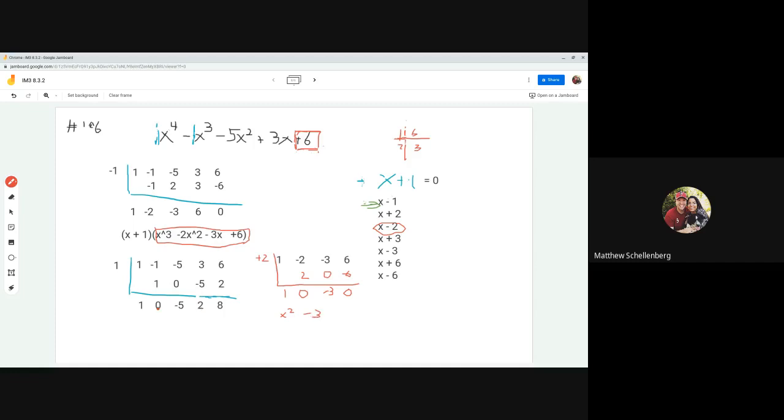So what does that mean? That means I know that x plus 1 works from before. I know now that x minus 2 works. And what I have left is x squared minus 3.